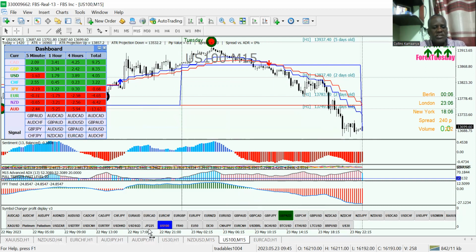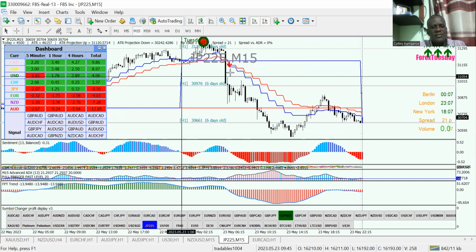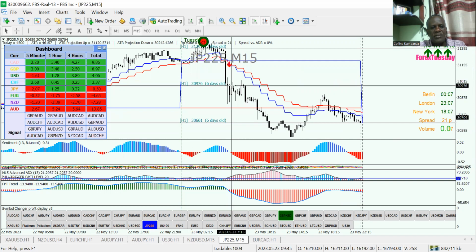One more last, JP25, which is the Japanese index. Let's see how much you got, guys. Here I go. At this point, 41 pips. So basically that's it. Just go out. I mean, just write out and see how beautiful it is.